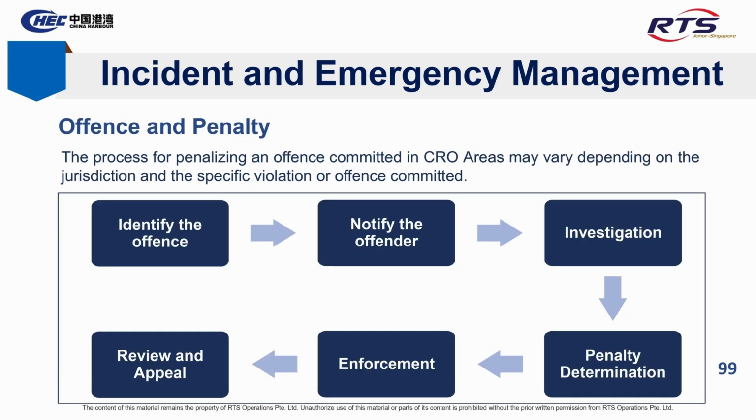Slide 99. Incident and emergency management, offense and penalty. The process for handling offenses in CRO areas depends on the nature of the violation and applicable jurisdiction. It begins with identifying the offense, notifying the offender, and conducting an investigation. Based on findings, a penalty is determined. This is followed by enforcement and provision for review or appeal if necessary.